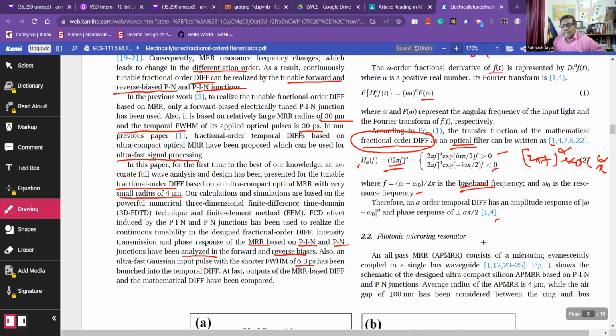Therefore, an alpha order temporal differentiator has an amplitude response of this, and a phase response of plus minus alpha pi by 2. So the amplitude response is this one, that is omega minus omega naught to the power alpha, and the phase response is plus minus alpha pi by 2. This is the amplitude response, this is the phase response.